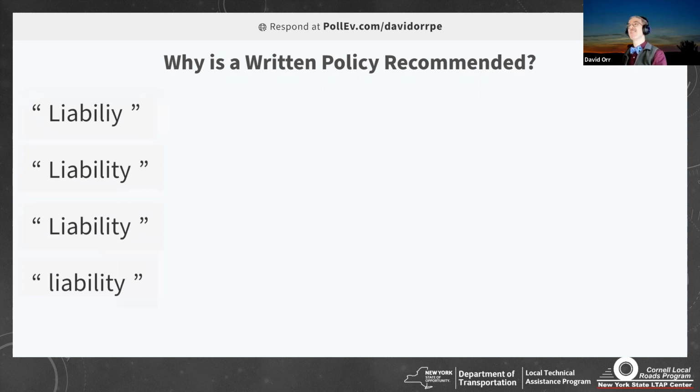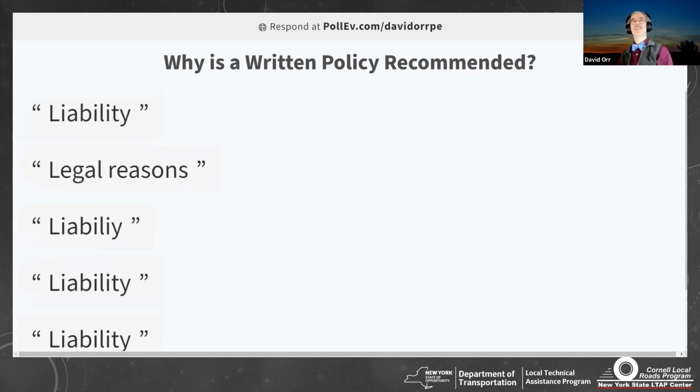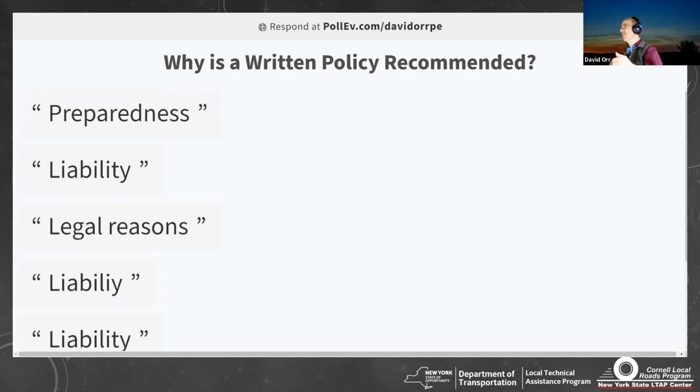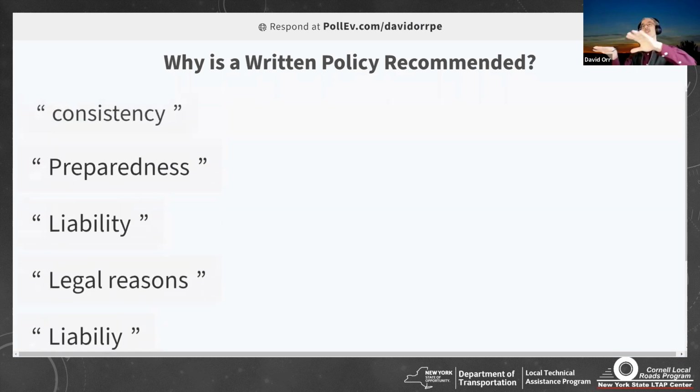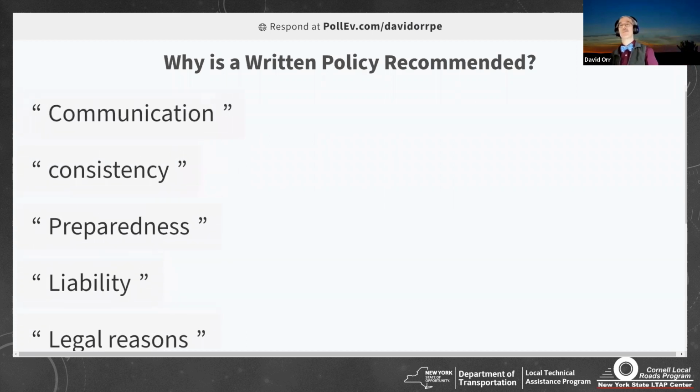Boy, liability is driving things. Okay, yep, there's legal reasons, but let's talk about the other non-legal reasons. Give me some non-legal reasons why you might want to have a written policy. It prepares you. It forces you to plan ahead. You're thinking longer term. Somebody in the Q&A put down, it establishes a continuity of operations.